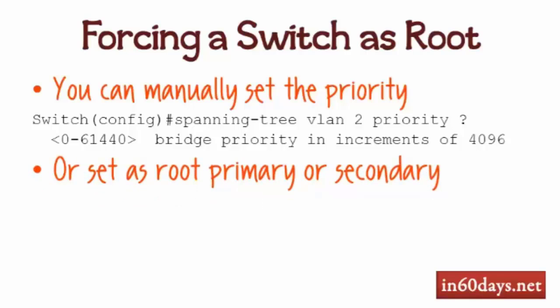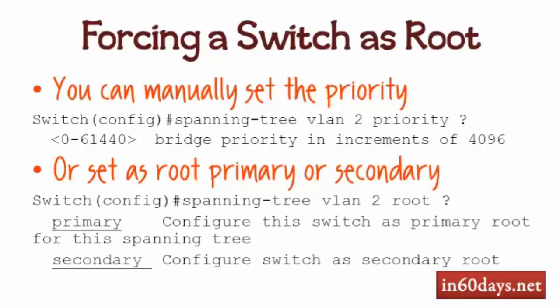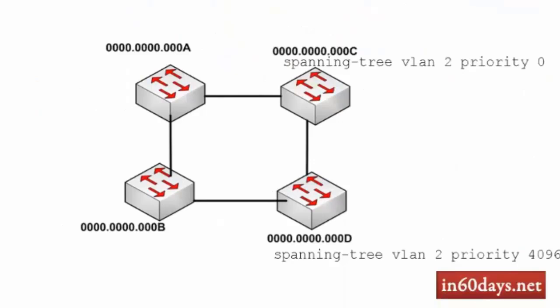The other way is you can set it as a root primary or secondary. Command is spanning-tree VLAN 2 root, and then you can choose primary or secondary. Okay, so we've got a domain here, and this is really important that you practice this on some live switches on your home network or on a lab somewhere. So we want to make switch C our root, so we've set the priority to 0, so it's got the lowest priority. We want to make switch D the second choice, and so we've set the priority to 4096.